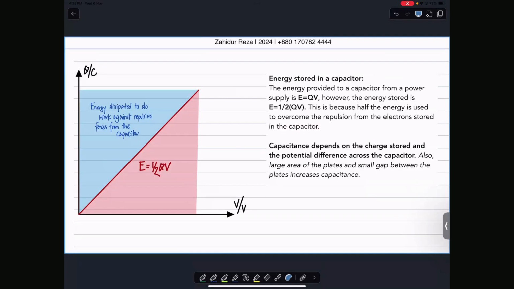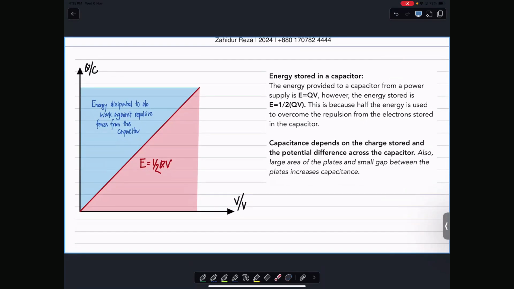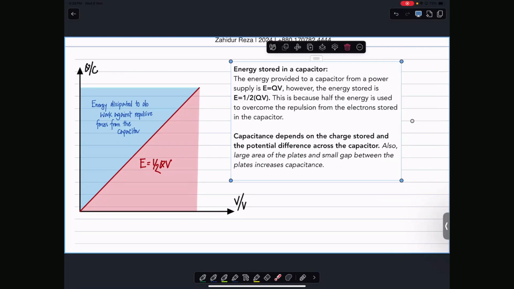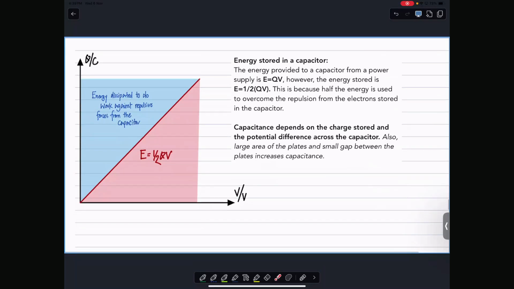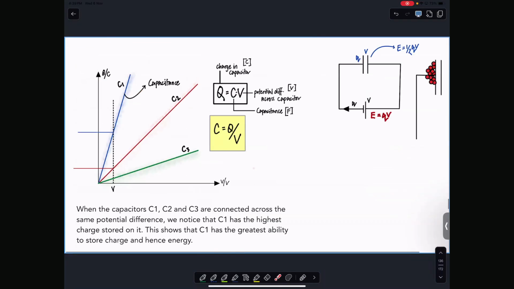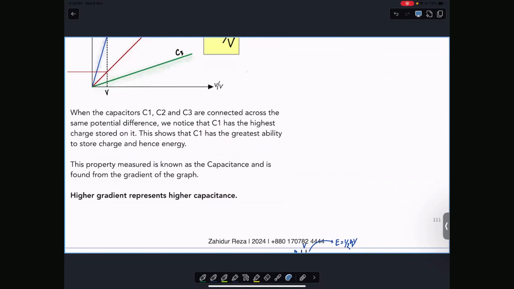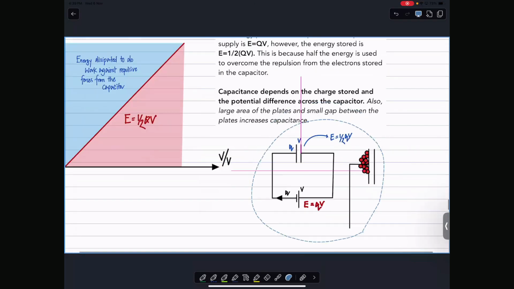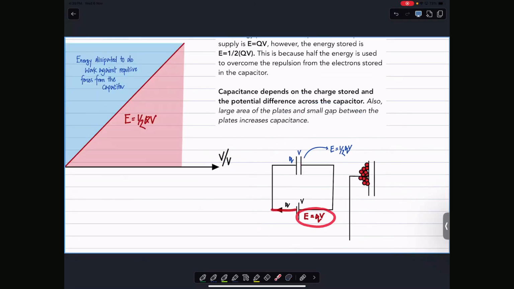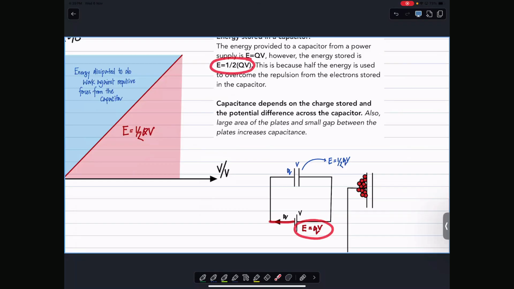Okay, let me explain again what this is. The energy interaction theory is asked about, that's why this is done. So the energy provided to a capacitor from a power supply is QV, which is this diagram here, okay. Right, so the energy that's given to your circuit by the battery is QV, but the energy that's stored is half QV. So why is that so? This is because half the energy is used to overcome repulsion from the electrons stored in the capacitor. So that's basically the thing, okay.